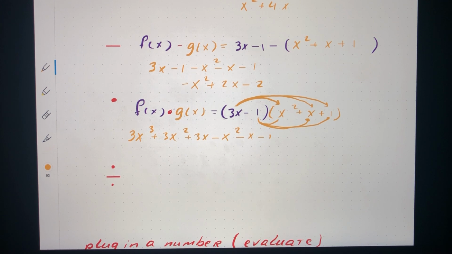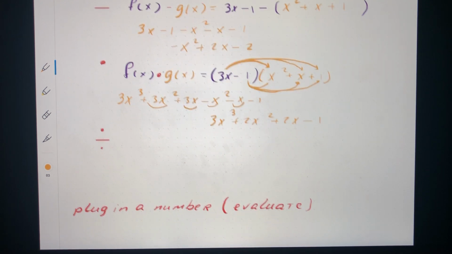Combining all the like terms, we get 3x cubed. 3x squared minus 1x squared makes plus 2x squared. 3x minus 1x makes plus 2x. And then we just have negative 1. And that's the answer for multiplying.